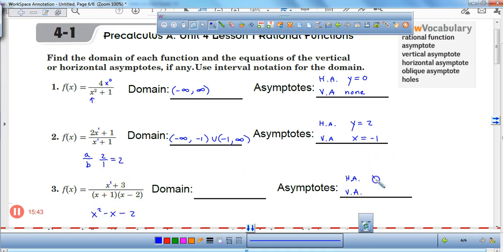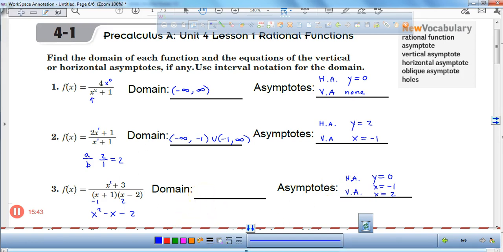So our horizontal asymptote, once again, is at y equals 0. For our vertical asymptote, there's two numbers that we could plug in, negative 1 and 2. So I have two vertical asymptotes. I have one at x equals negative 1 and one at x equals 2. So that's going to really mess up our domain.